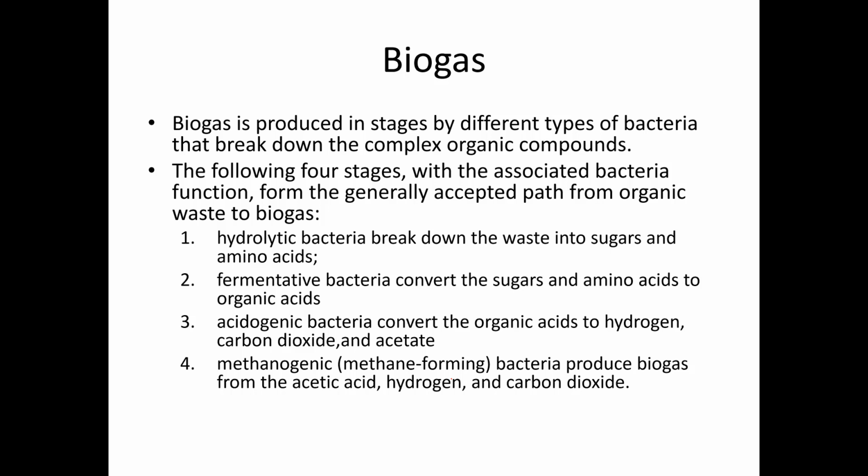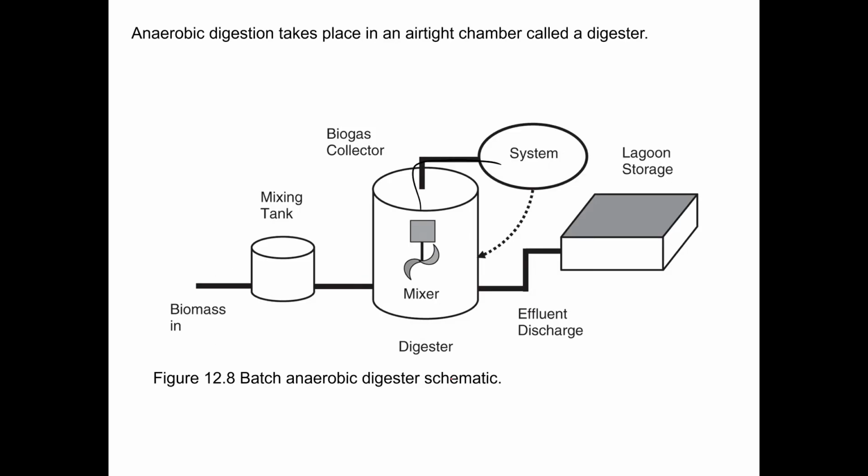Here's an example of a batch anaerobic digester. In this case, anaerobic digestion takes place in an airtight chamber called a digester. So again, you have here the mixing tank. Here you have the digester, and then some sort of lagoon for the storage.